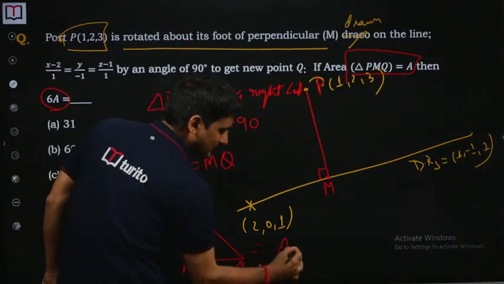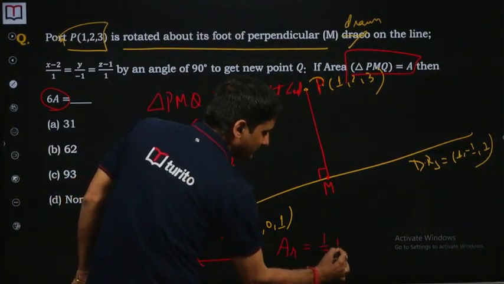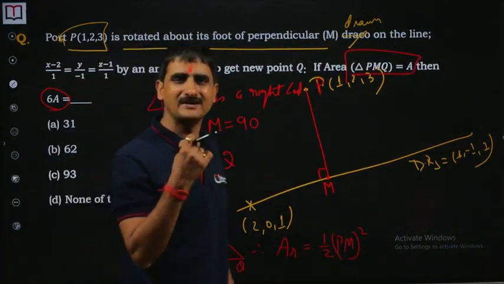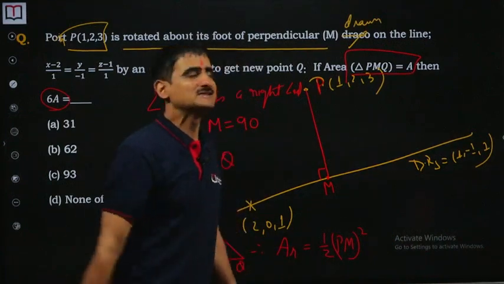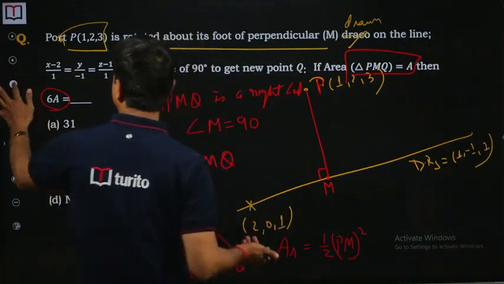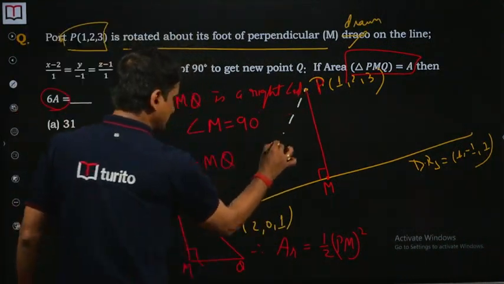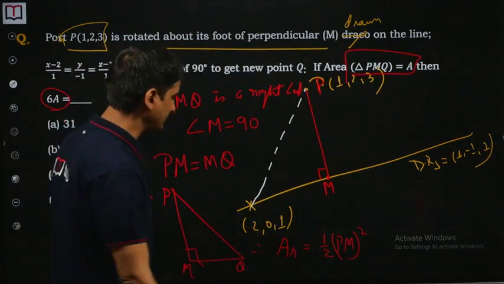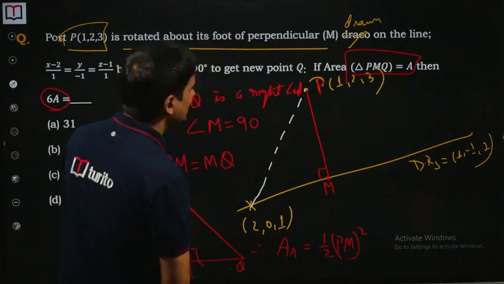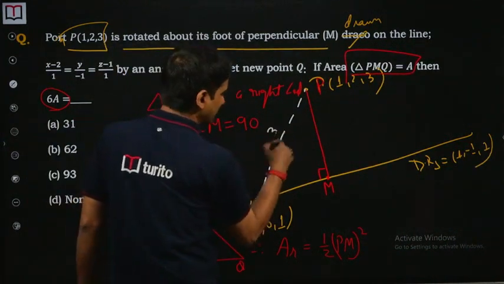So the area is how much? Area is half base into height, so PM whole square. So the question comes down to finding the perpendicular distance of this point from this line, that's it. And now we have a method. I've already discussed it in that video on expected questions from 3D geometry. So you can find this distance. How much is it? 1 plus 4 is 5, plus 4 is 9. Okay, good. So that's 3 if I'm not wrong.